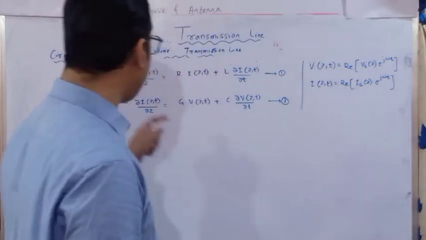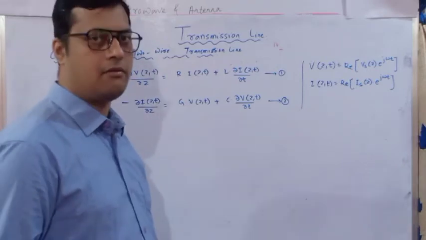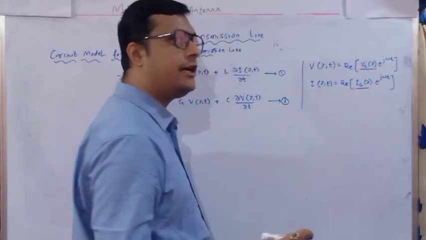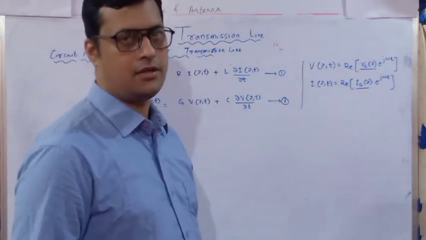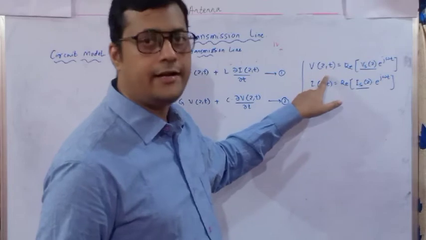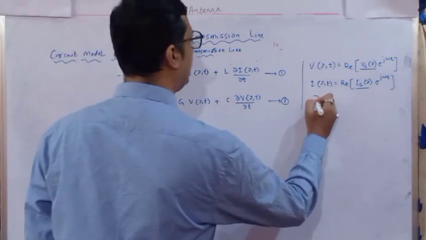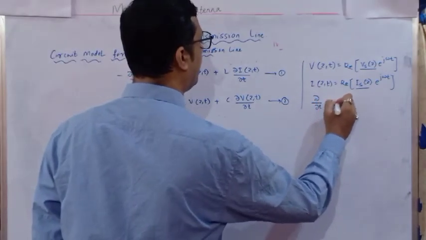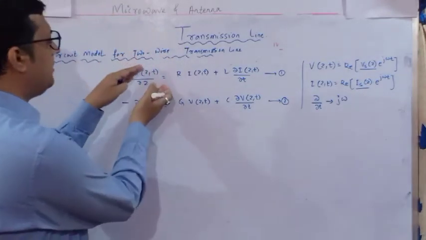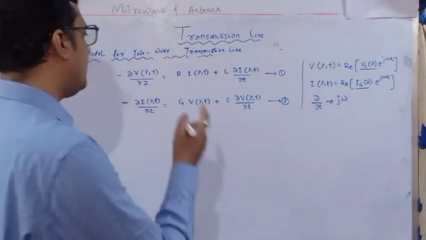Whatever function we have written in the time domain, you have to convert into the frequency domain, phasor form, independent of time. So here Vs of z and Is of z are independent of time. That is called phasor form. If you multiply this phasor by e to the power j omega t, you get the instantaneous, time dependent function. And del by del t, if you take a Fourier transform, becomes j omega. So now we need to convert these equations into phasor form. Then only we can proceed to the wave equation.